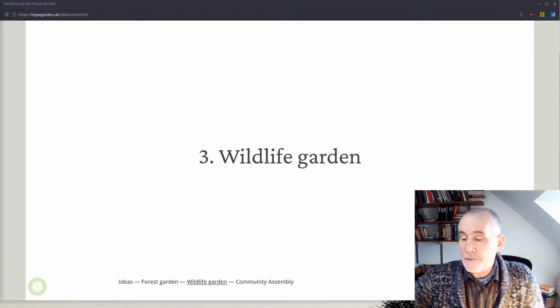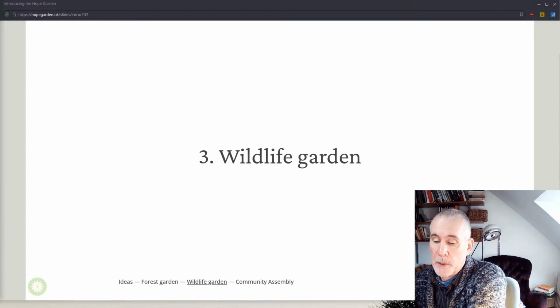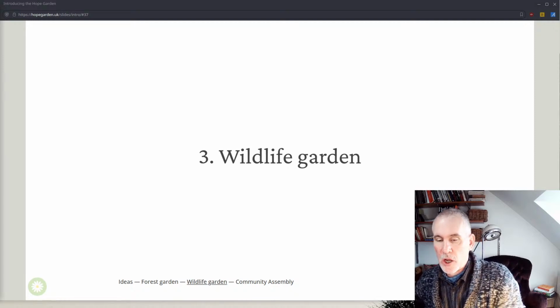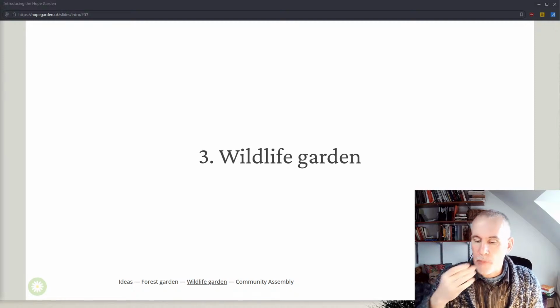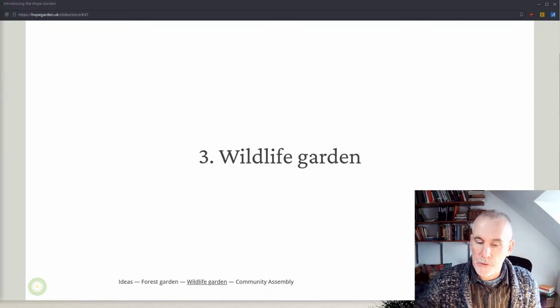So for me, a wildlife garden really is an integral part. It's just another aspect of a forest garden. You can have two of them together.